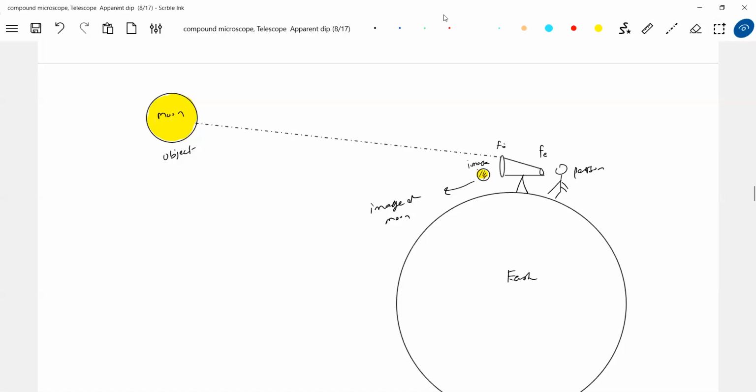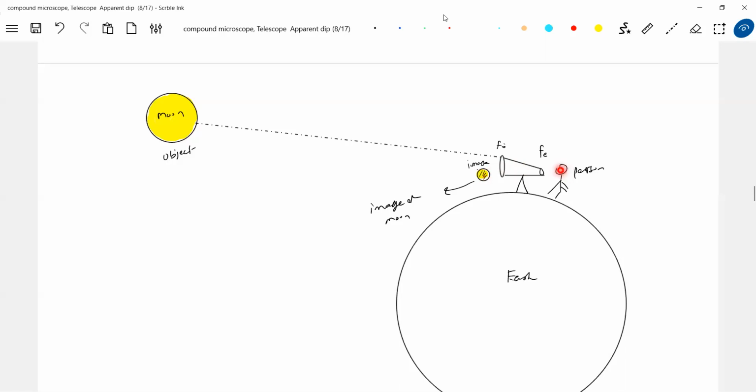Sir, what about the intermediate image? The intermediate image you can't see. Only the final image is visible. So don't think that you will see three moons: the original, the intermediate, and then the final image. No, you'll see only one moon.